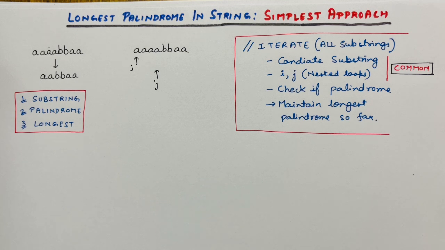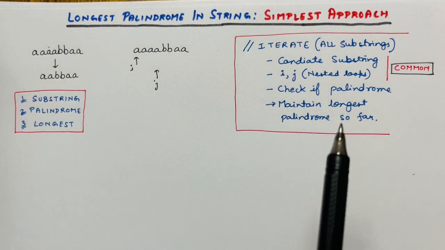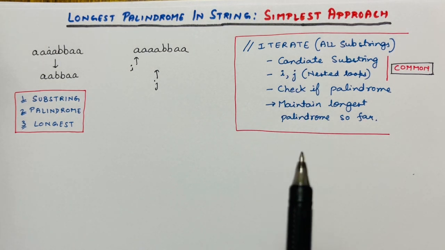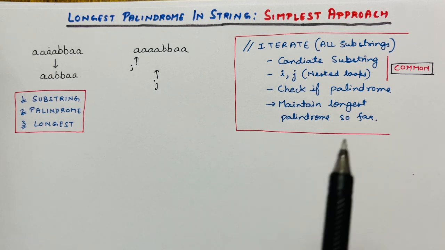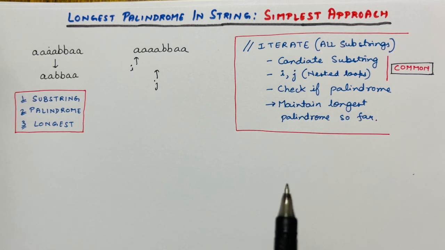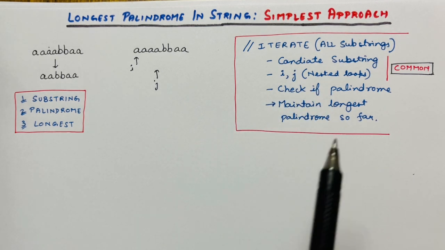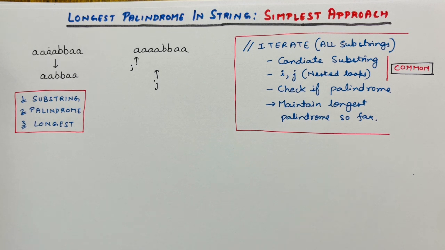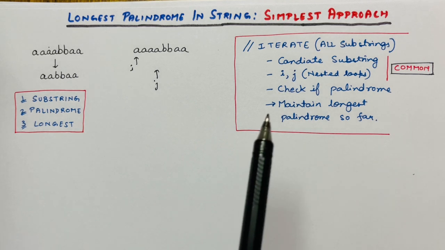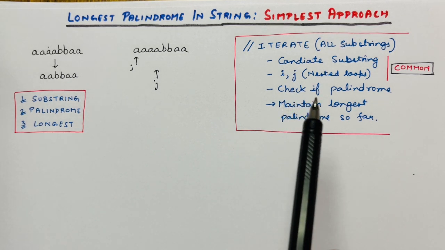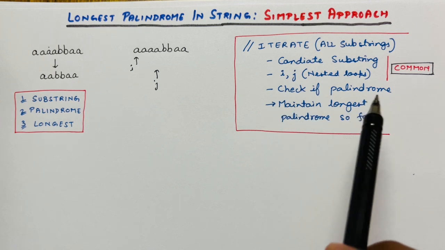How will we check if this is the longest palindrome so far? For that, we will need to maintain what we have seen as the longest so far. If it is a palindrome, we will check if it is longer than what we have seen so far. If it is longer, then we will update our longest. At the end of all iterations, we will return the longest palindrome seen so far. Now this is the approach which is simplest enough. The only thing that we now need to solve is how do we check if any given string is a palindrome.